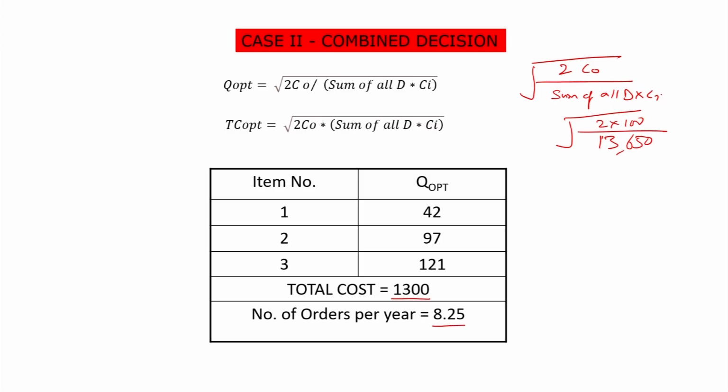8.25. So, this is how, if we combine all this together, you will find the total cost is drastically reduced from 3500 to 1300, and the number of orders per year is also reduced drastically if we take a combined decision about these items. So, that is the advantage if many items are coming from a single vendor. Rather than managing them independently, we can manage them together also.